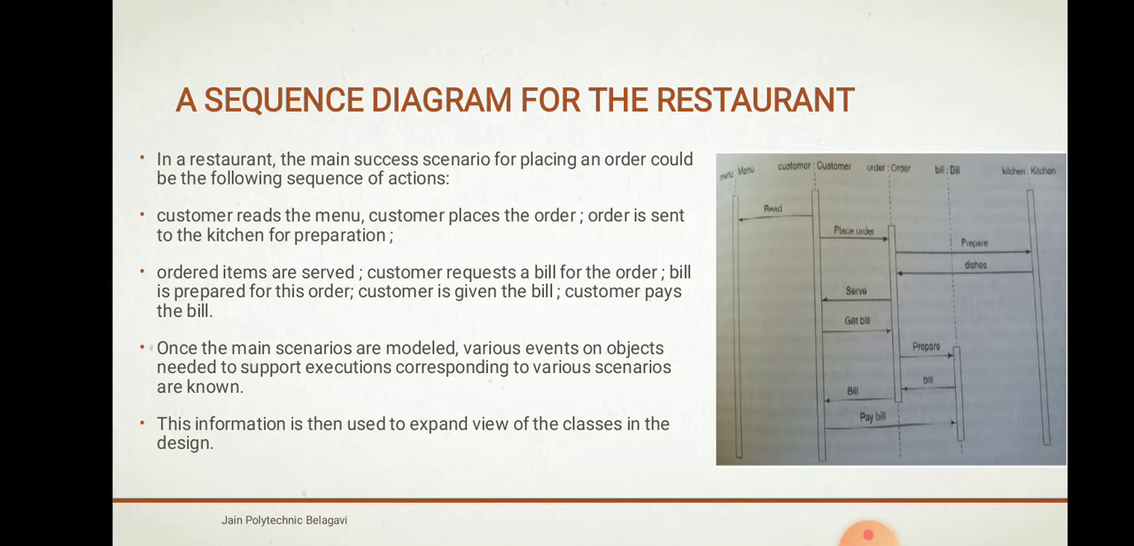First the customer will place the order, then the order will be sent to the kitchen for preparation, that is the prepare. Next, ordered items are served to the customers. Then the customer requests the bill, that is the get bill. When he requests the bill for the order, the bill is prepared and the customer is given the bill. Now once the customer is given the bill, the customer will pay the bill.